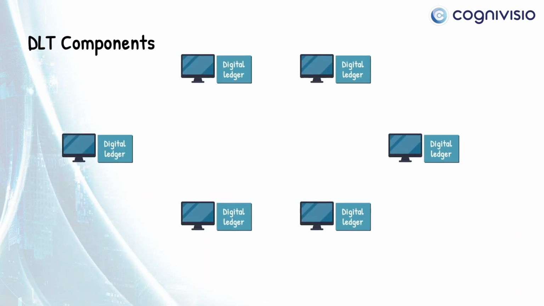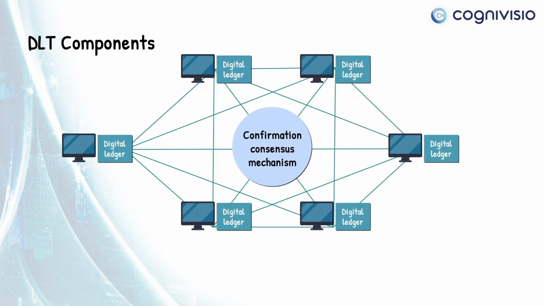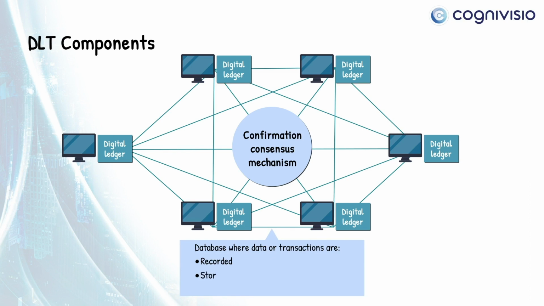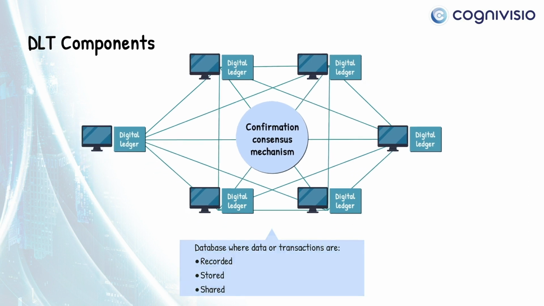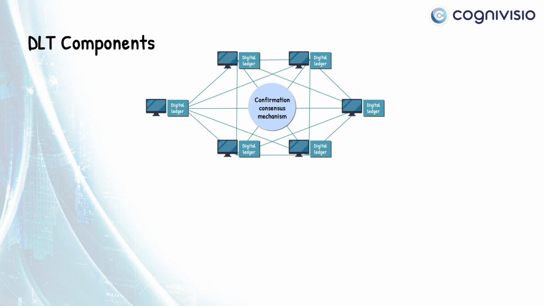For a DLT to work, it needs a digital ledger, a confirmation consensus mechanism, and a participant network. A DLT is based on a distributed ledger, which is a type of database where data or transactions are recorded, stored and shared by the participants through a network. One type of digital ledger is the blockchain, which records information such as changes in ownership.